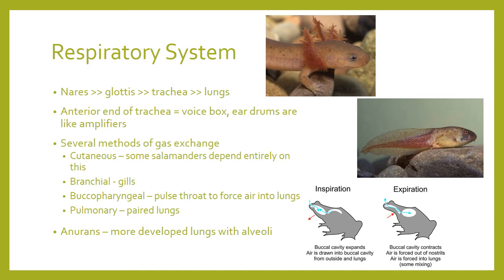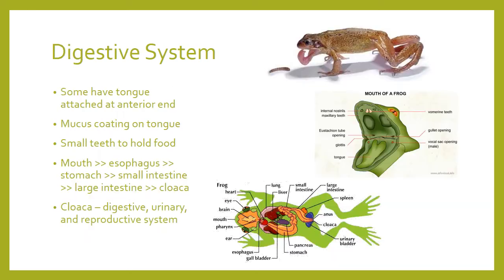And anurans, so the frogs and toads, they have more developed lungs, so there's really a spectrum of lungs and of the different kinds of respiration. But anurans have pretty developed lungs that have alveoli. Alveoli are little sacs. They almost altogether look like bunches of grapes, and what they do is increase the surface area for diffusion of oxygen.